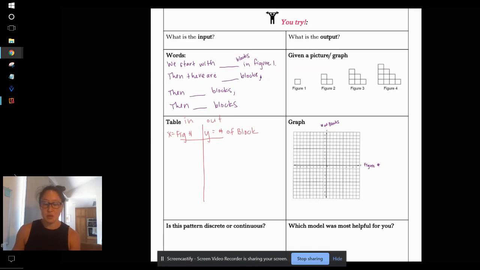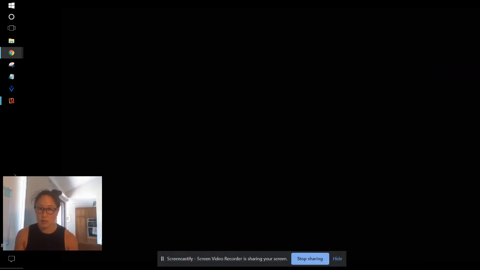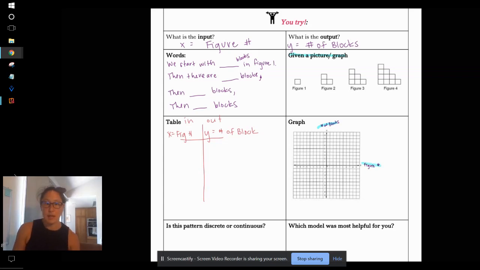All right, according to the given picture, I can see that what we're measuring is the number of blocks. So that's our output, the number of blocks. And the input is the figure number. I'm going to say x equals. Okay, and I went ahead and labeled those things on the other graphs. I have my number of blocks as my y and my figure number as my x. And in my table, the x is the figure number and the y is the number of blocks.